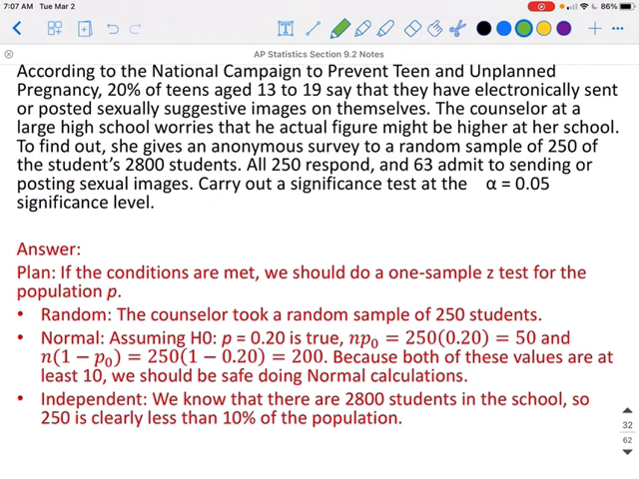To check normal, since we're talking about a proportion, you are going to do the sample size times the probability of success, and the sample size times the probability of failure. Both of these need to be at least 10, which in this case there are 50 successes and 200 failures, which are both at least 10, so we're good for the normal condition. And independent, they tell us that there are 2,800 students in the school, so 250 is clearly less than 10% of the population.